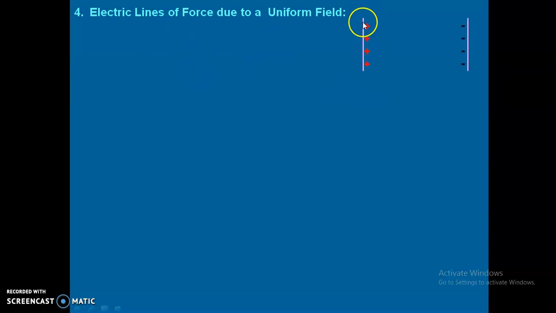Next, electric lines of force due to a uniform electric field. If the electric field is uniform, with the same magnitude everywhere, then we are going to observe the electric field lines. Suppose a positively charged plate is there, uniformly charged. Charges are equally spaced. Here also negative charges are equally spaced. This will be the pattern of electric field lines. If the electric field lines are equidistant and parallel to each other, this shows or represents a uniform electric field.